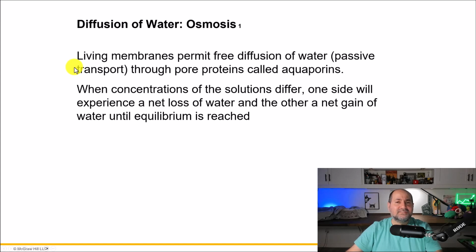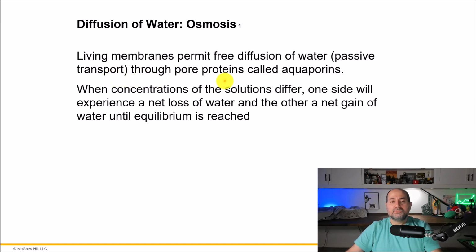So what happens in cells is that living membranes, the membranes of cells, permit free diffusion of water. That means water can enter the cell, water can leave the cell, and this is known as passive transport because it's a type of energy-free process through osmosis.